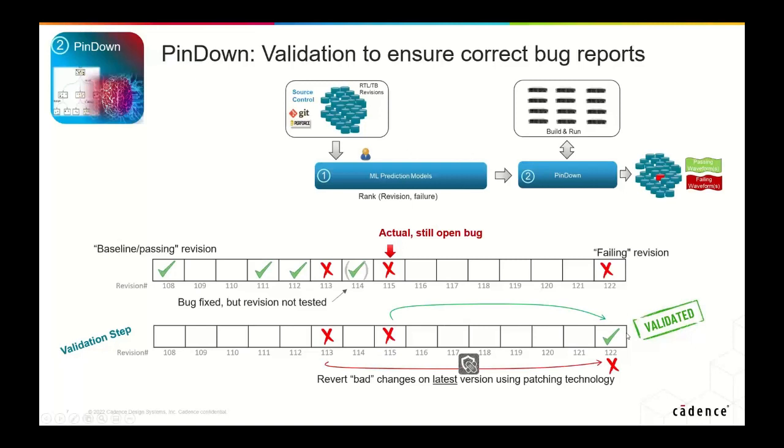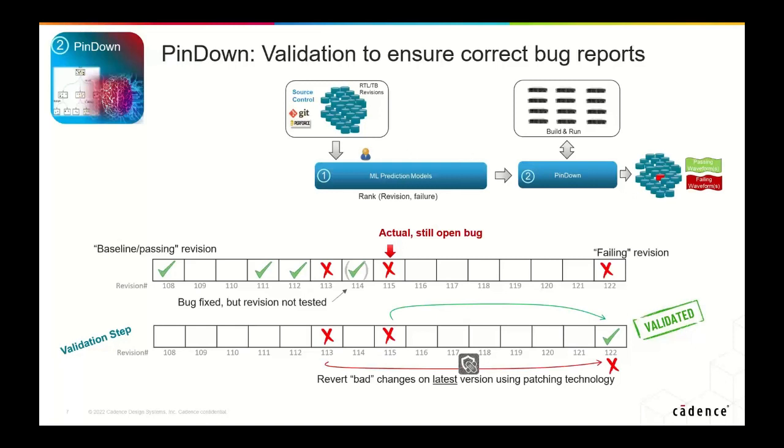So now Pindown has validated that it was 115 and not 113 that caused this test to fail, and then that bug report can be sent out.